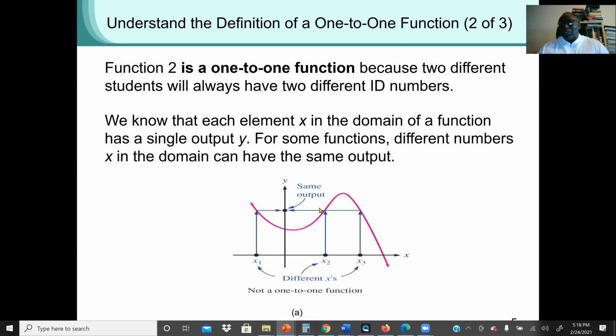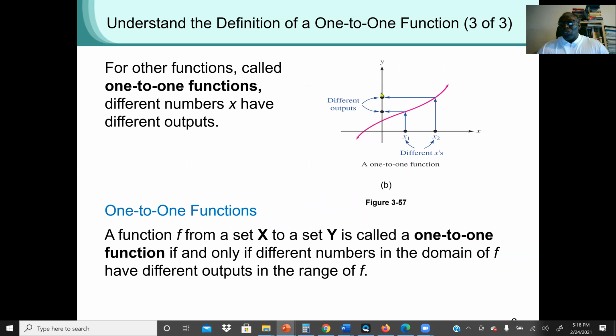We don't want that. It's like having two or more students having the same eye color. That's not one-to-one. But one student has only one unique ID. Two students cannot have the same ID. Then that's one-to-one. So again, for the graph here, we use the horizontal line to test. It touches it 3 times, so that's not one-to-one. If it touches it only once, then it's one-to-one.